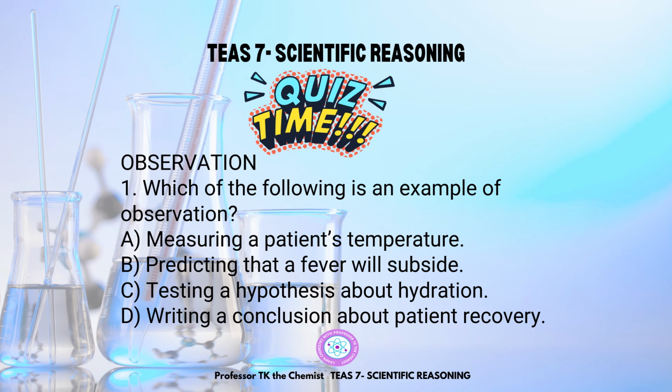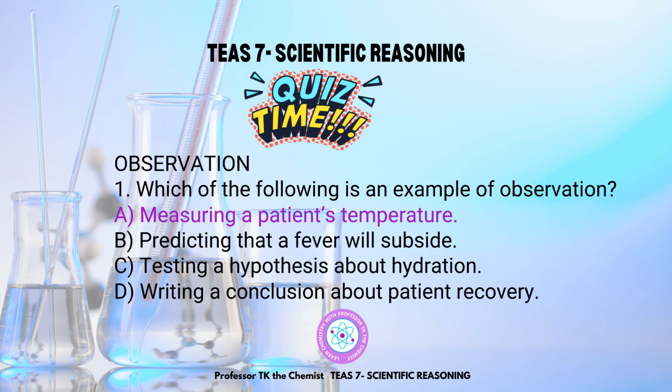So now it's quiz time. Question number 1. This is an observation question. Which of the following is an example of observation? Is it A, measuring a patient's temperature, B, predicting that a fever will subside, C, testing a hypothesis about hydration, or D, writing a conclusion about patient recovery? Now you may pause the video after every question to answer it, and then the next prompt will be to see the answer.